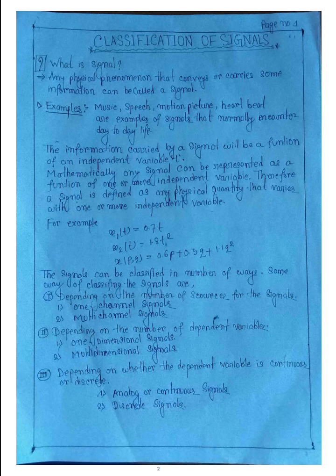Signals can be classified in many ways. We can classify them based on the number of sources, such as single-channel versus multi-channel signals. Another way is by the number of independent variables, which gives us one-dimensional and multi-dimensional signals. A very important classification, however, is based on whether the independent variable is continuous or discrete. This leads us to analog and discrete signals.